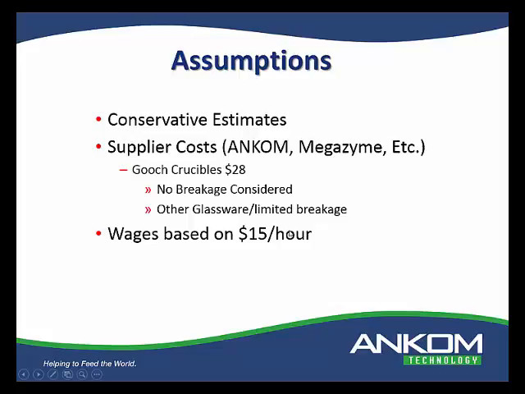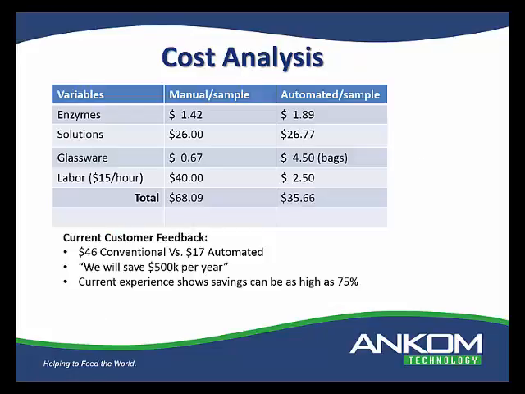The wages we based on $15 an hour. I mean, you may be more or less in your lab, but we are not including benefits or health care or anything like that. Those can definitely increase the cost of labor a great deal. So with all that being said, and with the background that we just went over, here's what it boils down to. So here's the chart. The enzymes for the manual system is about $1.42 per sample. With our system, it's about $1.89.